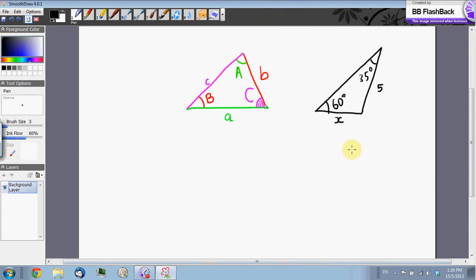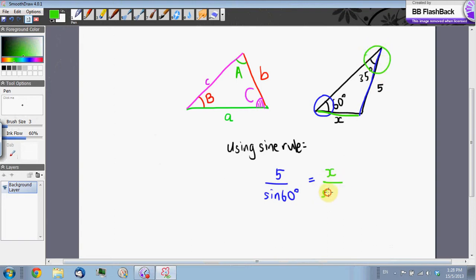According to the sine rule, we know that 5, which is this side, divided by sine of 60 is equals to, the green one here, x divided by the sine 35 degrees.